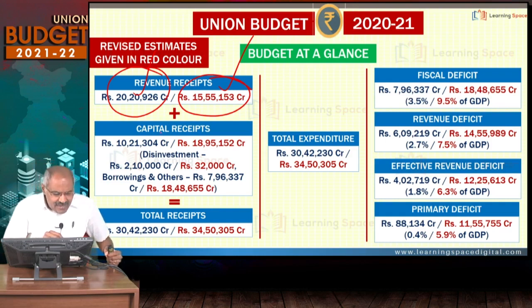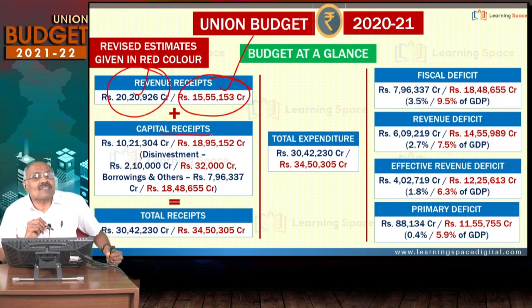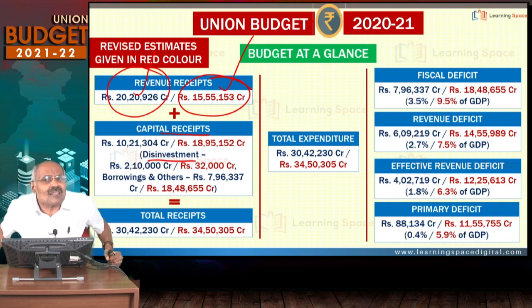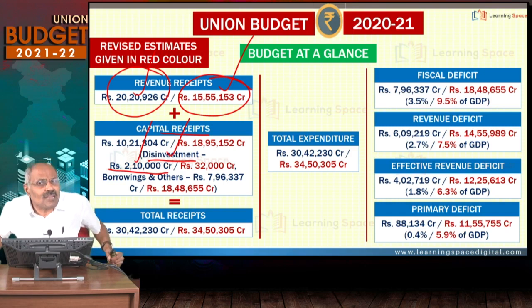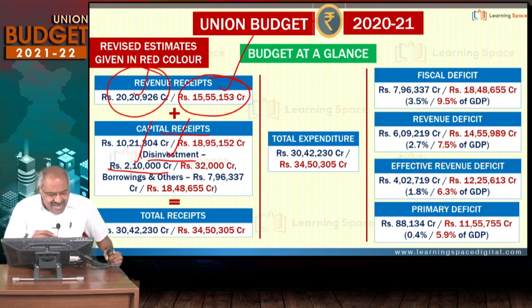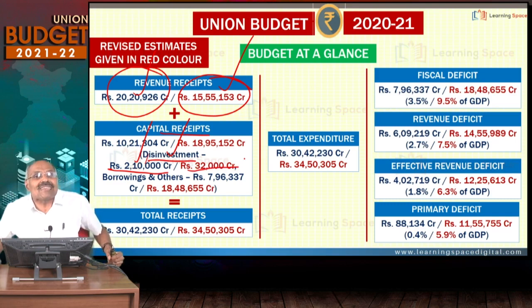And look at the capital receipts. If you look at capital receipts, all of you are familiar. This disinvestment. Disinvestment is non-debt capital receipt. Please don't forget, disinvestment is non-debt capital receipt. Non-debt capital receipts were planned 2,10,000 crores. That means this disinvestment that is planned rupees 2,10,000 crores. I am talking about non-debt capital receipts through disinvestment. That was planned 2,10,000 crores, but only 32,000 crores could be realized.